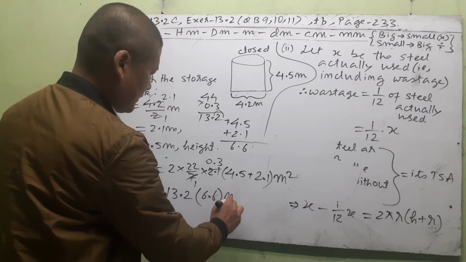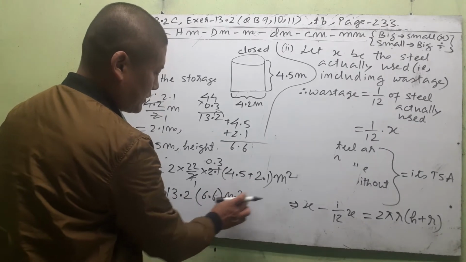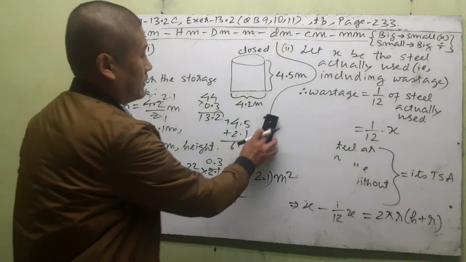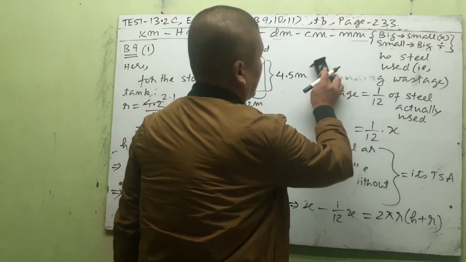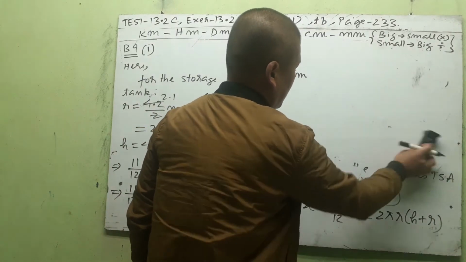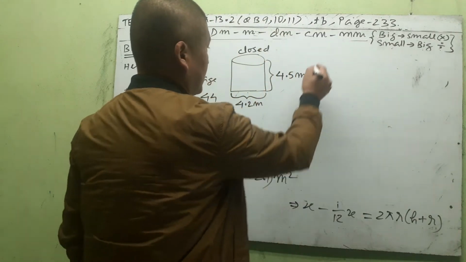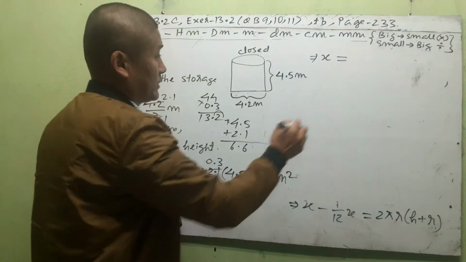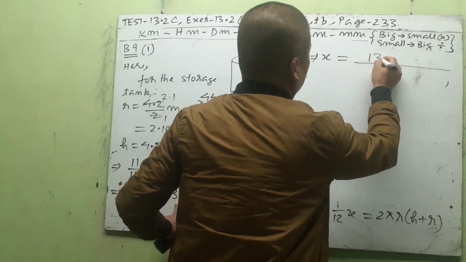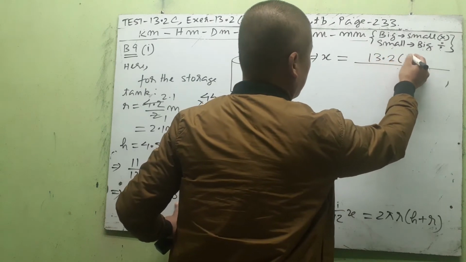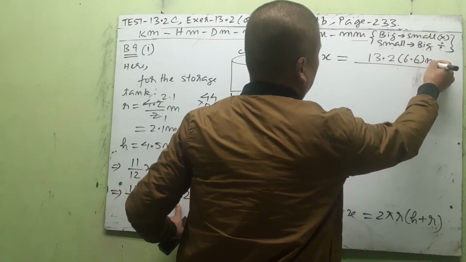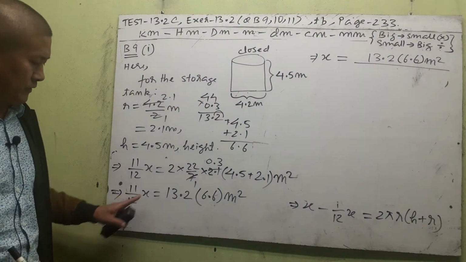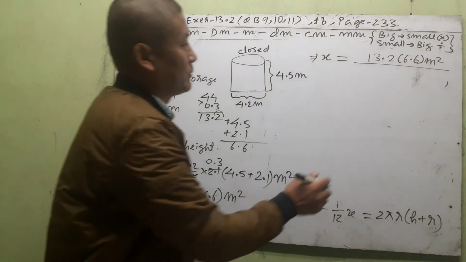6.6. And here, meter square, these two added give 6.6 meter square, right? Then here, as we continue, we will get that x will be equal to 13.2 into 6.6 meter square on the numerator, same thing. When you shift 11 by 12 to the right side, the denominator 12 will go up.